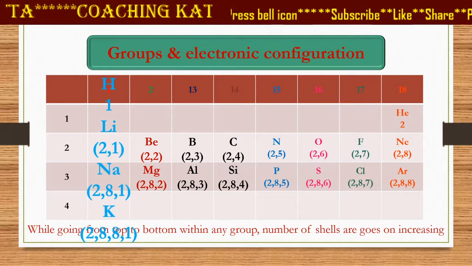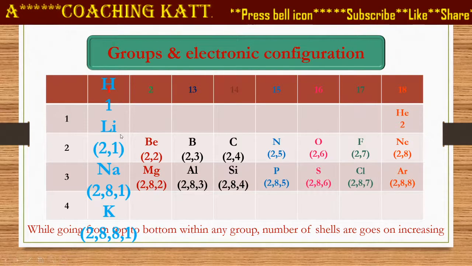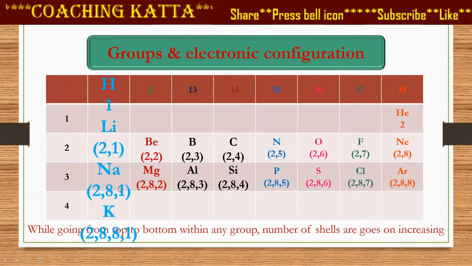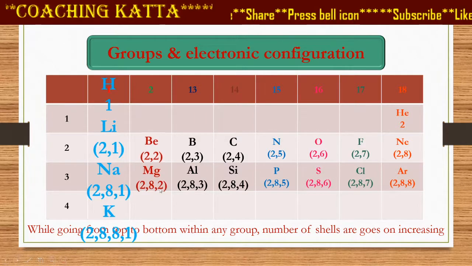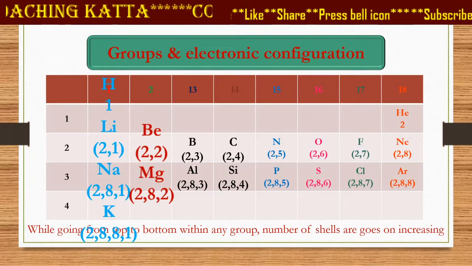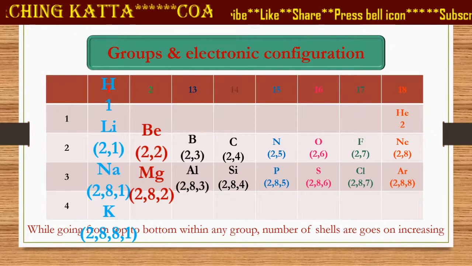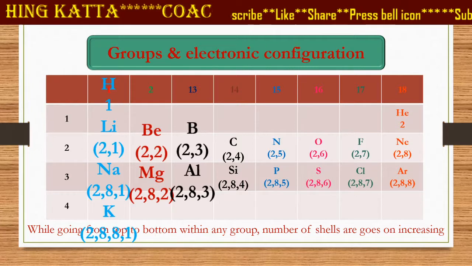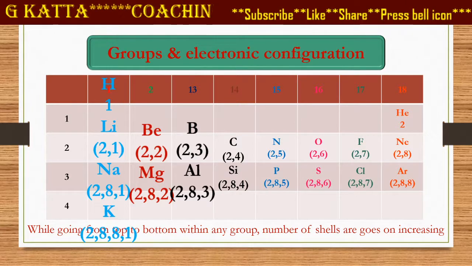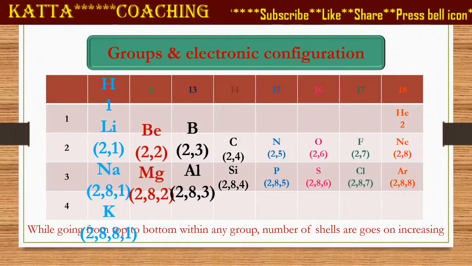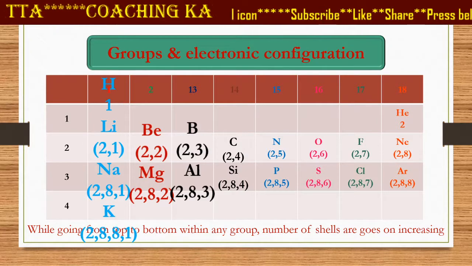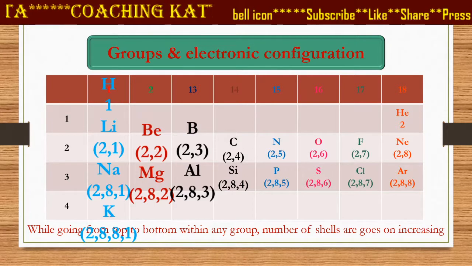See here, for group number 1, there is one valence electron. For group number 2, 2 valence electrons are present. For group number 13, 3 valence electrons are present, and so on. While going from top to bottom within any group, the number of shells goes on increasing.